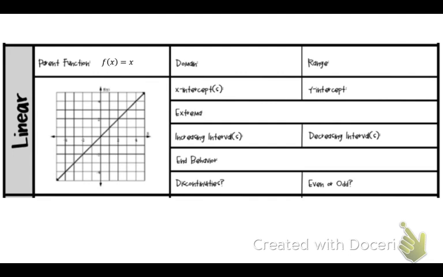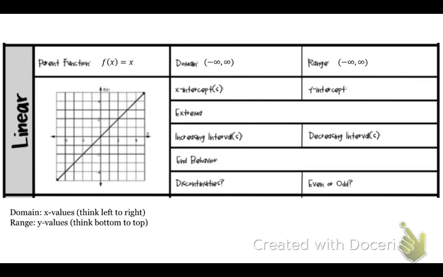This is f of x equals x. The domain, remember, is your x values, so I want you to think left to right. The furthest left this goes is negative infinity, and the furthest right is positive infinity. Range, bottom to top, again, is negative infinity to positive infinity.